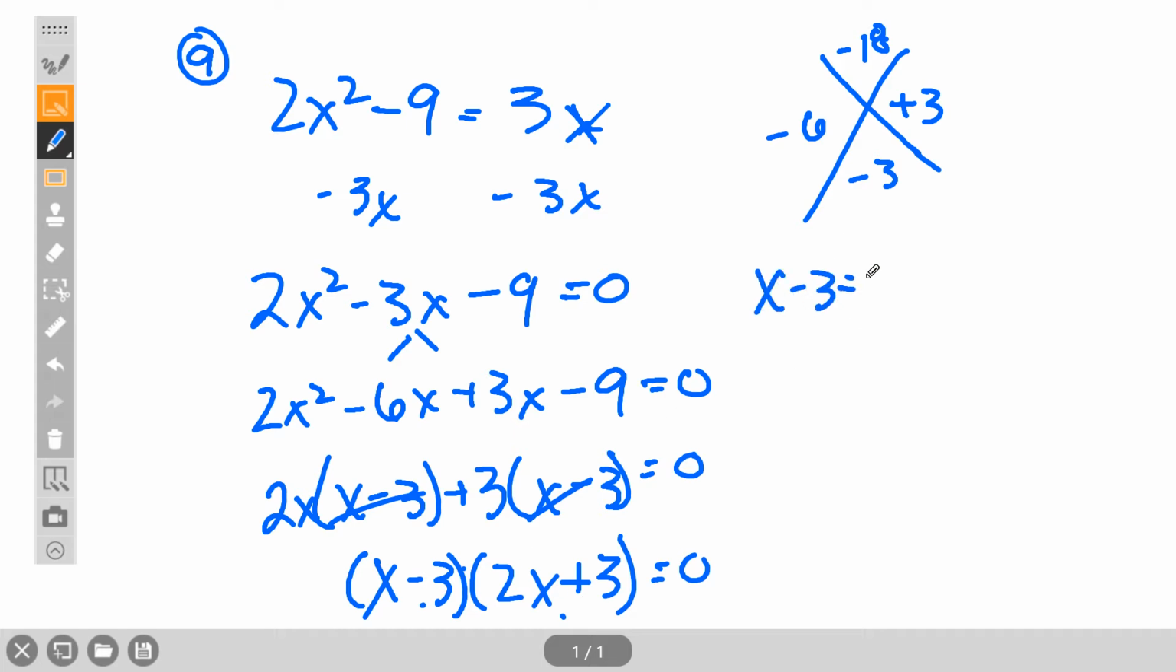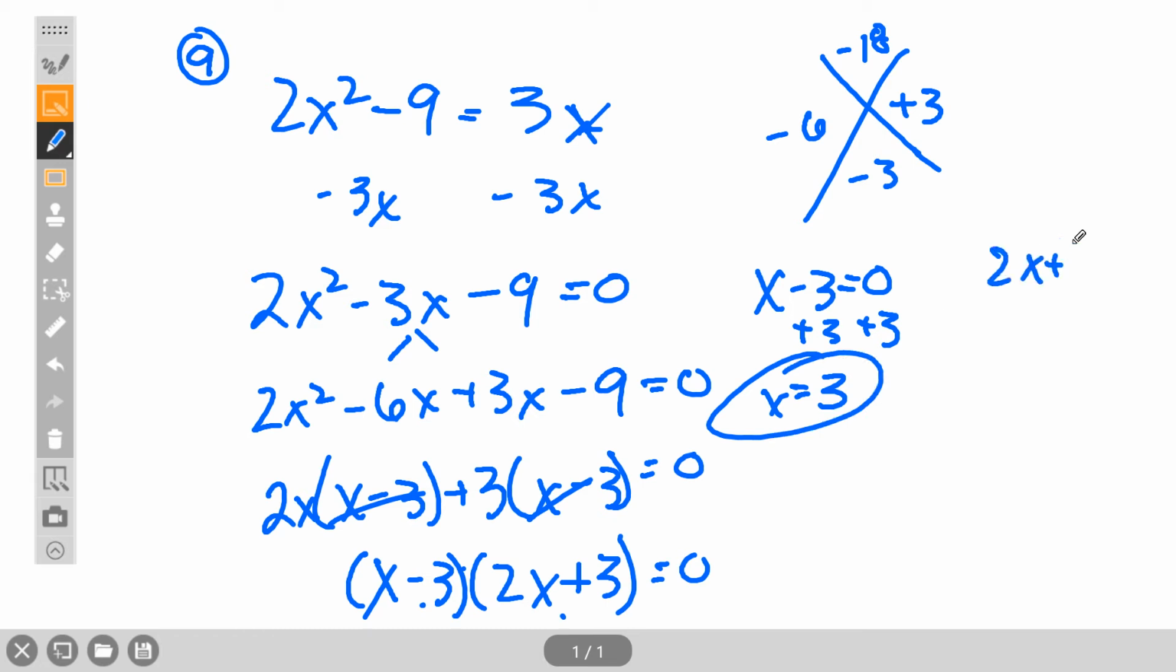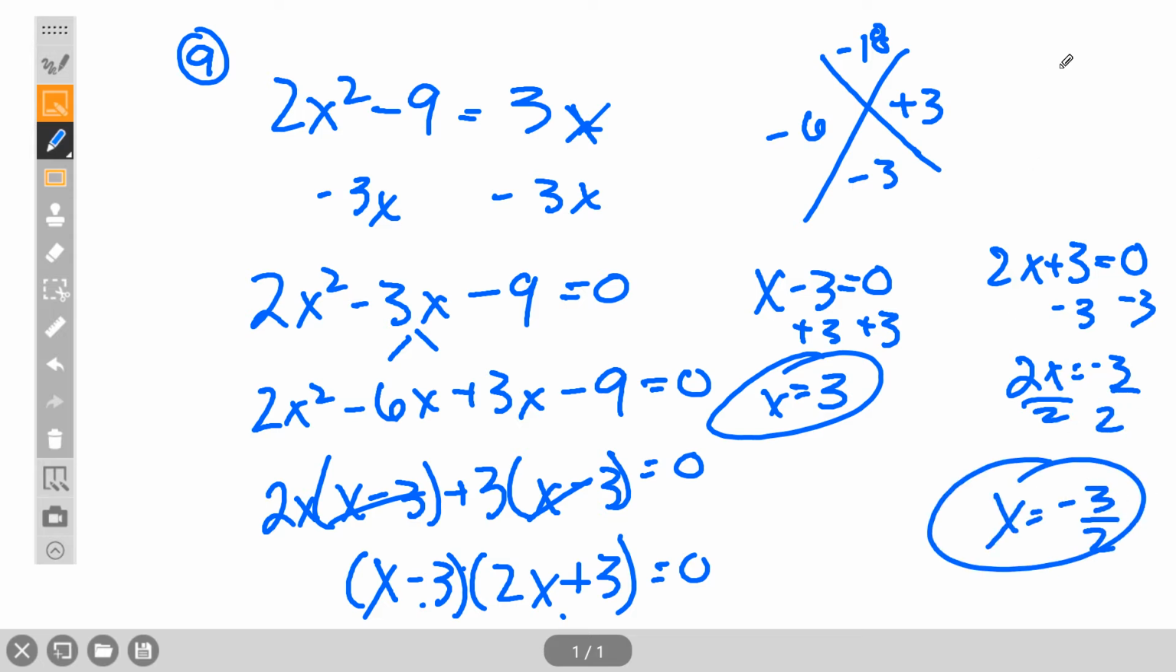So x minus 3, to make that 0, x would have to be 3. And for the second factor, 2x plus 3, in order for that to be 0, I would solve that for x. x would have to be negative 3 halves for that to be 0. So I've got two solutions here, 3 and negative 3 halves.